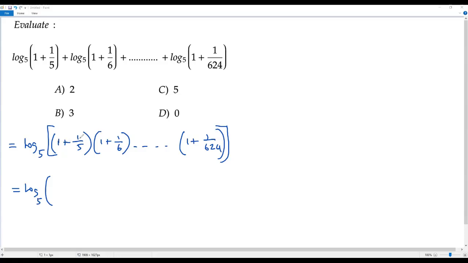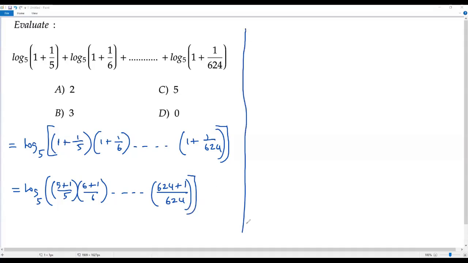Let's simplify. Let's add 1 and 1 over 5. Whenever I add a fraction and an integer, I have to multiply the integer by the denominator of the fraction. Once I'm done with this multiplication, I can take this 5 as a common denominator. So I'll be getting 5 plus 1 over 5 in this one. In this one, 6 times 1 is 6, 6 plus 1 over 6, and it keeps going. We get 624 times 1 is 624, plus 1 over 624.